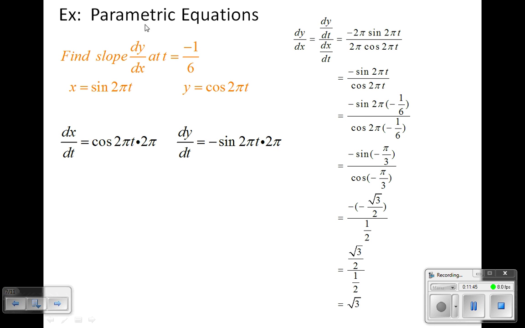What I'm really looking for is dy dx. So if I think about how I can make dy over dx come out, I would do a little fraction. So dy dt divided by dx dt, these dt's could cancel out, and I would get dy dx, which is what I want. So I just need to put this over that. And all of this on the right side, I'm just simplifying it. The 2 pi's cancel out. I'm plugging in the t value that they gave me, -1/6, for t. Simplifying a little and then recalling from my unit circle what these values equal and simplifying all the way down. It comes out nice and clean, root 3.